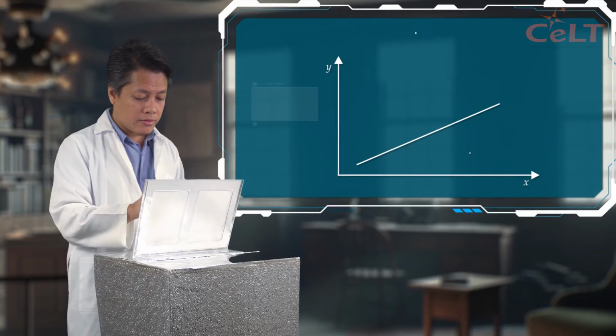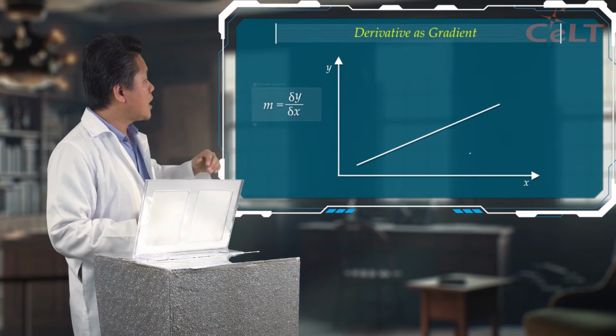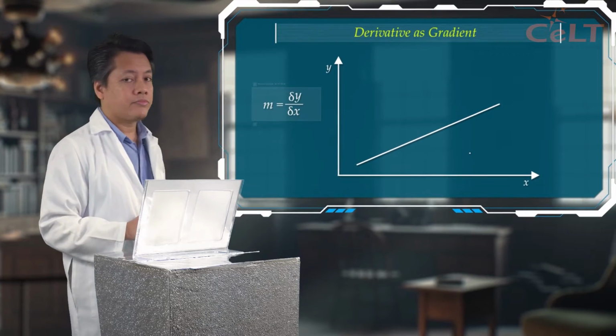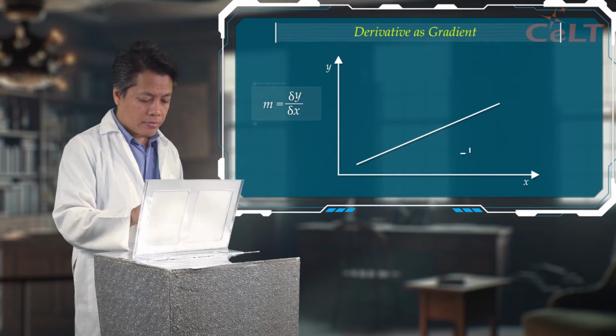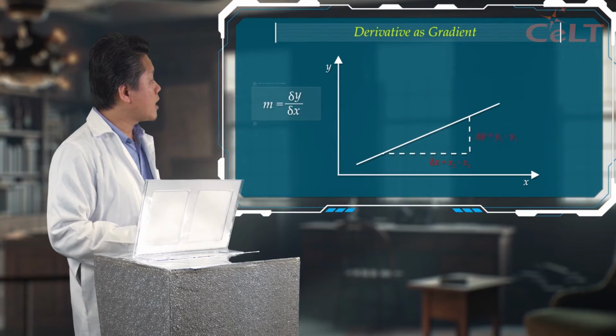At its core, differentiation is a method to find a gradient of a line in a graph. Well, we have learned about gradient in lower secondary school, and it is defined as change in y over change in x. So, the gradient m is equal to delta y over delta x. We would normally describe gradient as the slope of the line.